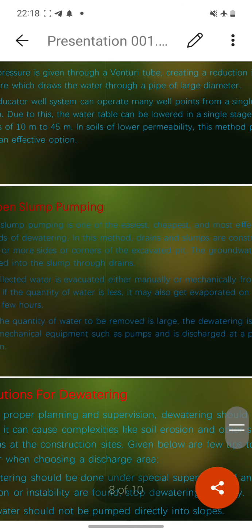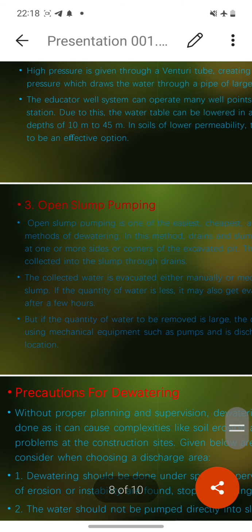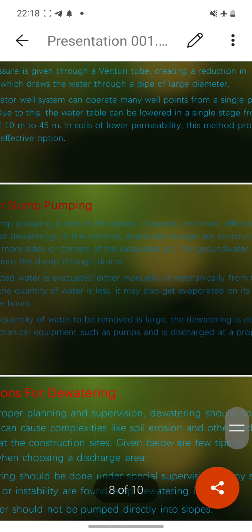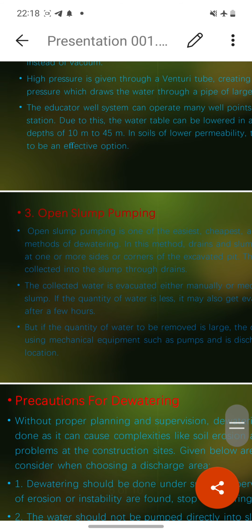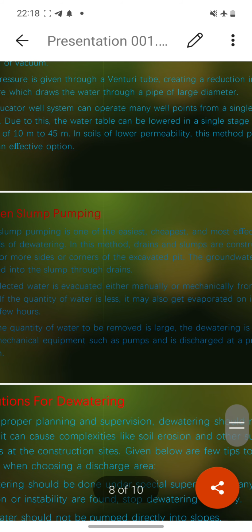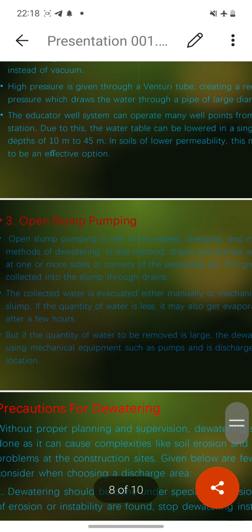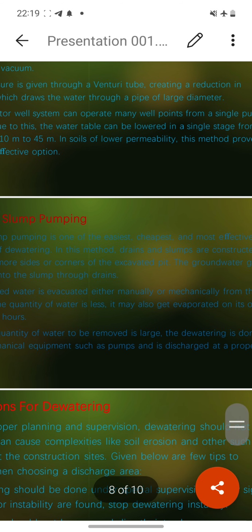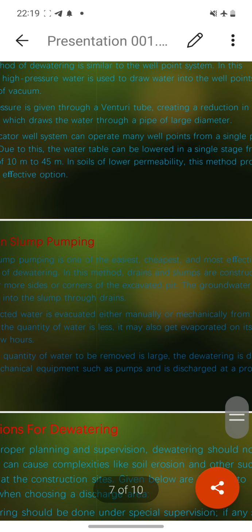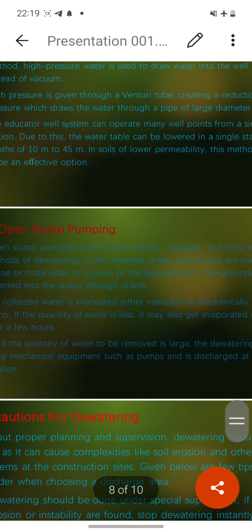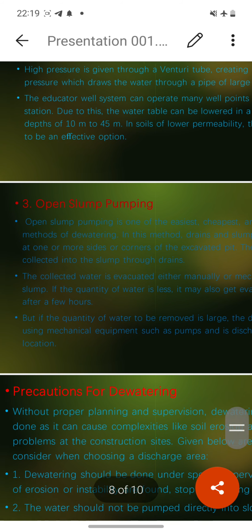In this method, drains and pumps are constructed at one or more sides or corners of the excavated pit. The groundwater gets collected in the pump sump through drains. The collected water is removed either manually or mechanically from the sump. If the quantity of water is less, it may also get evaporated on its own after a few hours. But if the quantity of water to be removed is large, the dewatering is done using mechanical equipment such as pumps.